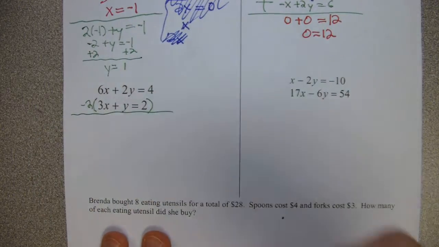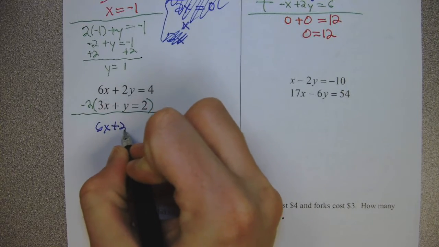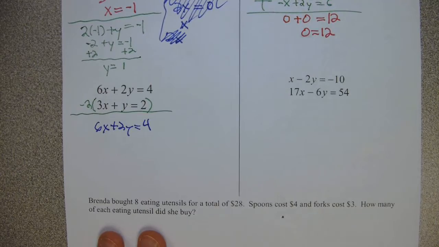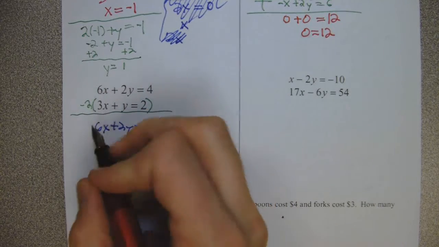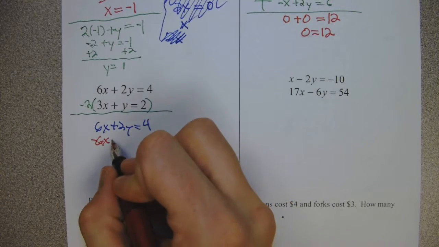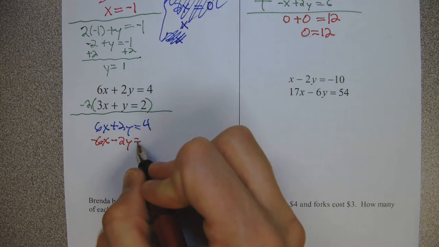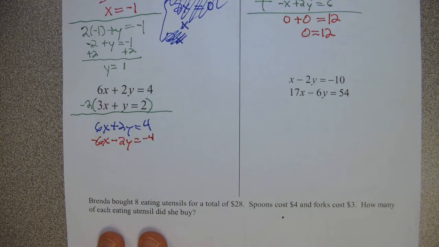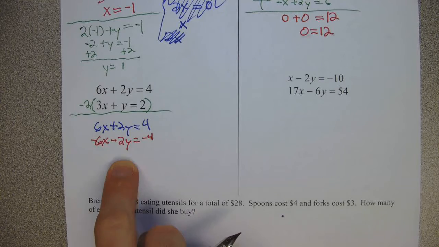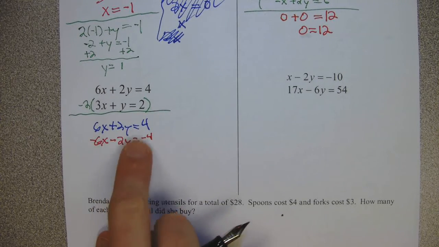So that top equation is going to stay the same. It's 6x, it's 2y, it's 4. This bottom equation, however, is going to change. -2 and 3 is -6x. -2 and y is -2y. -2 and 2 is -4. Those look almost identical because they are. If I multiplied this bottom one by a -1, they would be the same.